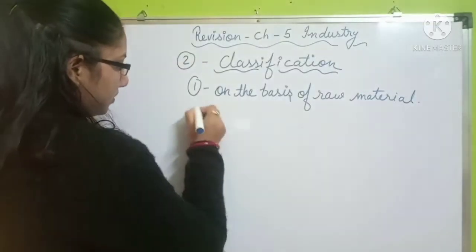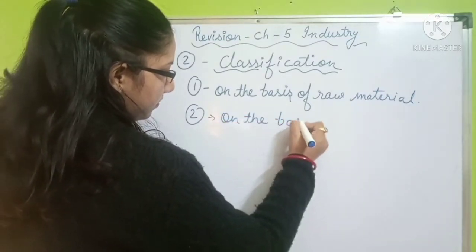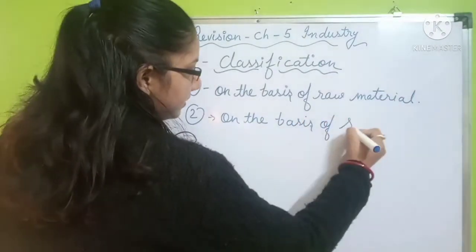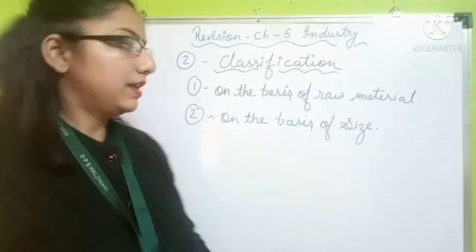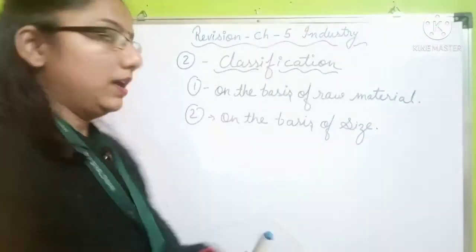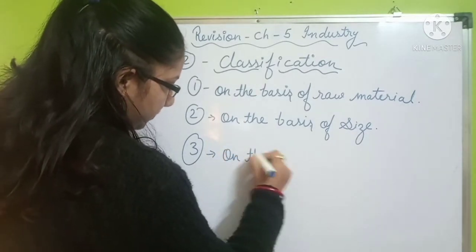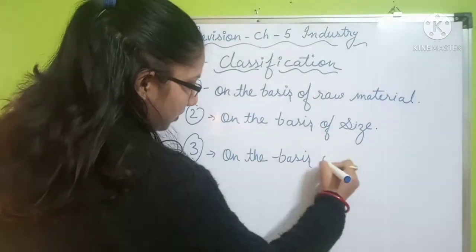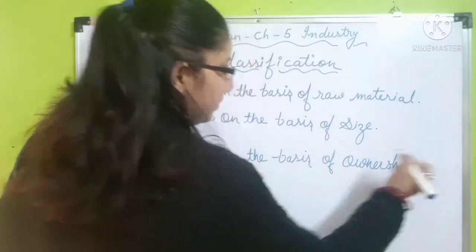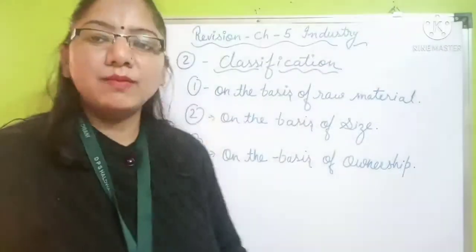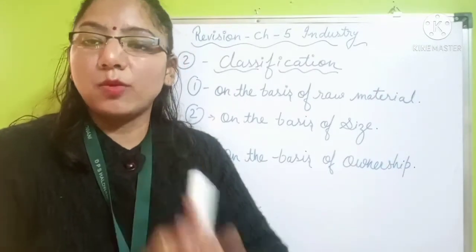Second is on the basis of size. Industry can be small, medium or large scale industry, that is coming under on the basis of size. And number 3 is on the basis of ownership. In which we can see there is not only one owner. Sometimes the government is owning an industry, and sometimes some private industries, sometimes some joint sectors, sometimes the cooperative sectors.